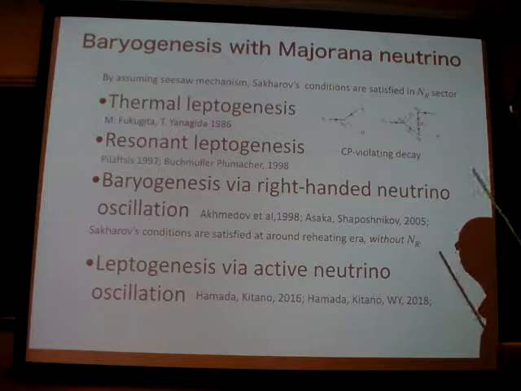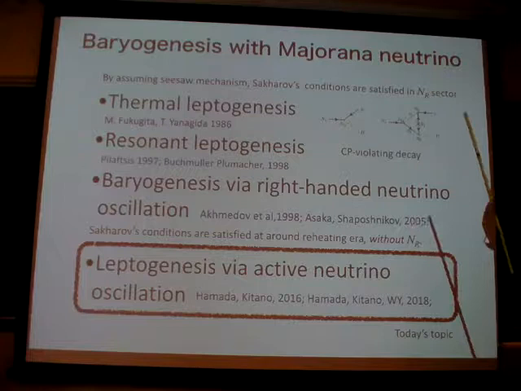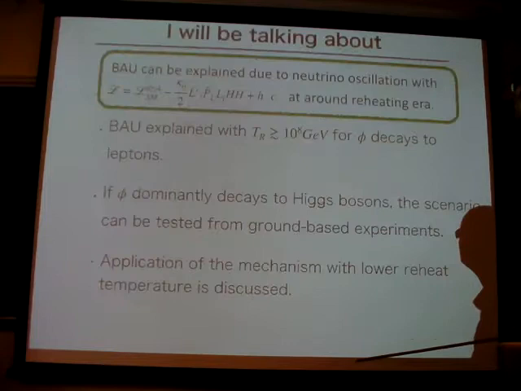Today, however, I will focus on a relatively new scenario, which was first proposed by Yuta and Yuichiro, and later developed with me. So the main difference from the previous studies is that the right-handed neutrino sector is not important. We do not even introduce the right-handed neutrino in the main scenario. So this is today's topic, and this is what I will be talking about in the following.